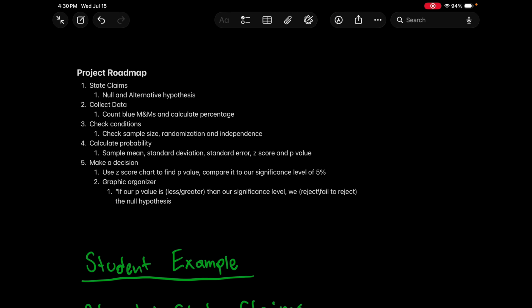Then for part 4, we're going to calculate some statistics: our sample mean, standard deviation, standard error, z-score, and p-value. We'll go over an example of these. And lastly, step 5, we are going to make a decision. So we're going to use our statistics that we calculated, and we're going to compare them to our significance level of 5% in order to come to a conclusion here.